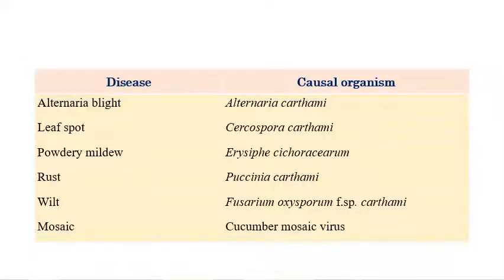These are all the list of important diseases in safflower. First one is Alternaria blight, which is caused by Alternaria carthami; leaf spot, Cercospora carthami; powdery mildew, Erysiphe cichoracearum; rust, Puccinia carthami; wilt, Fusarium oxysporum f. sp. carthami; mosaic, cucumber mosaic virus. So now we will see one by one in detail.